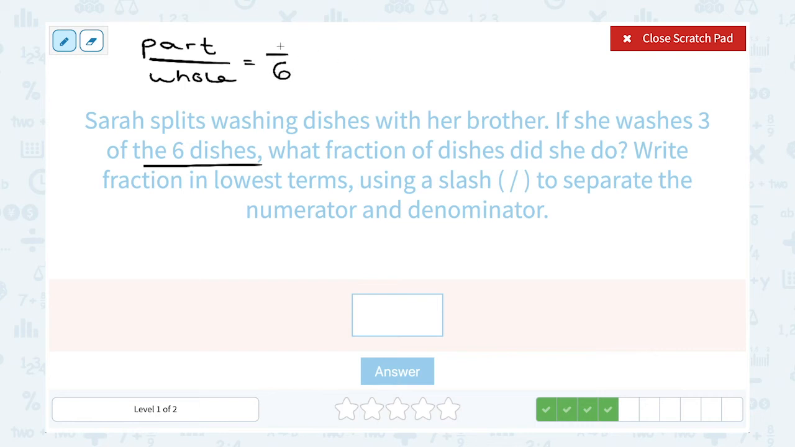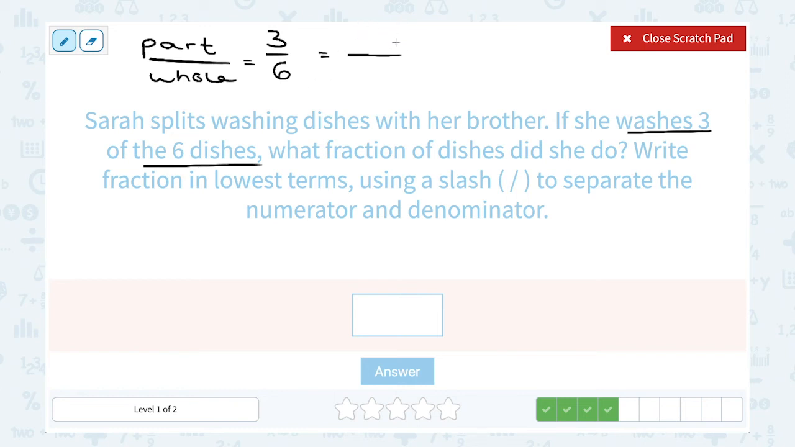The part are just the ones that Sarah washed. She washed 3 of them. So Sarah washed 3 out of 6 dishes. Now in this case, I can simplify this a little bit more because 3 goes into both numbers. 3 goes into both 3 and 6.